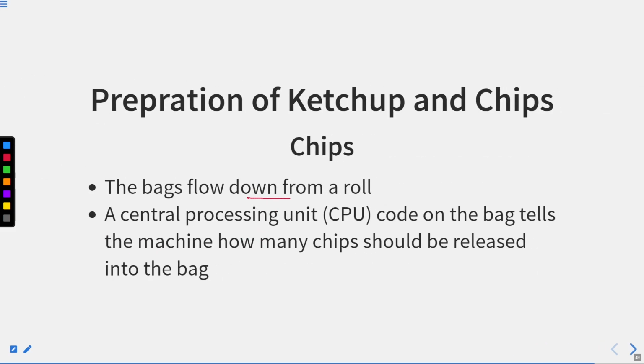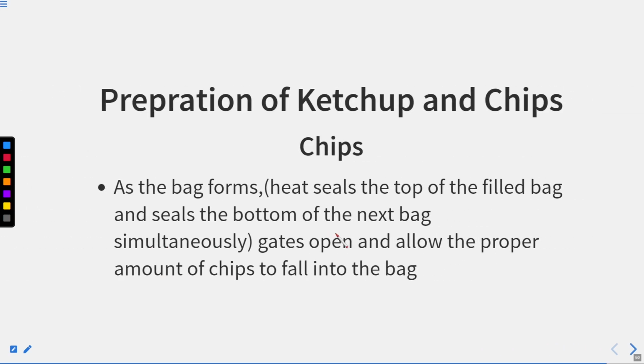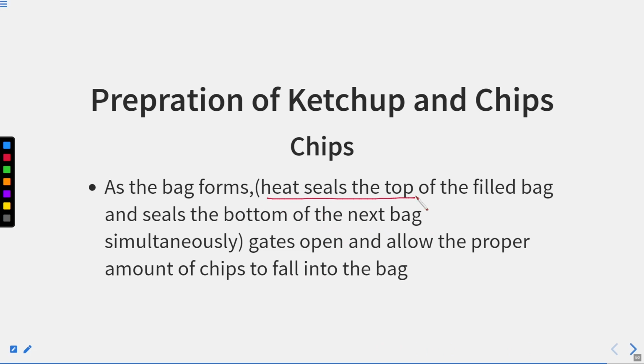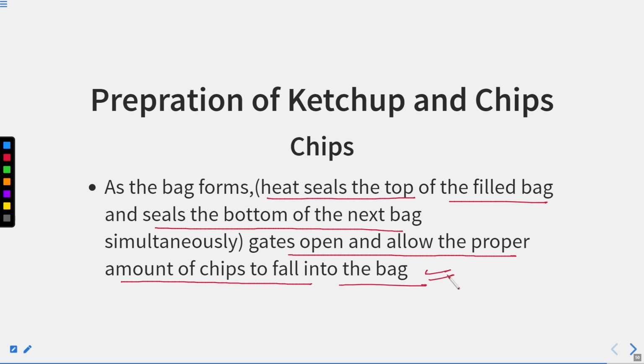The bags flow down from the roll. A central processing unit code on the bag tells the machine how many chips should be released into the bag. According to the weight, the amount of chips to be packed is finalized in the central processing unit. As the bag forms, heat seals the top of the filling bag and the bottom of the next bag simultaneously. Gates open and allow the proper amount of chips to fall into the bag before sealing the top and bottom.